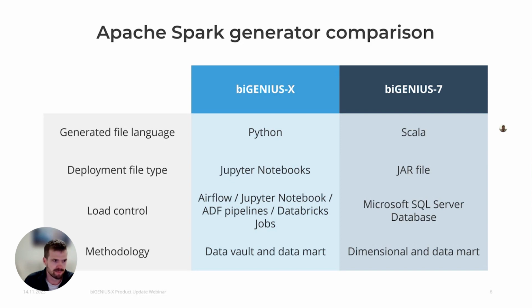And from the methodology side, with biGENIUS-7, we had the dimensional and data mart, and now it's the data vault and data mart. But in the future, this will probably get even more options on what you can model. But we started with the data vault for now.